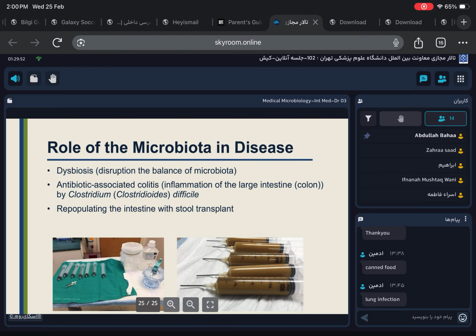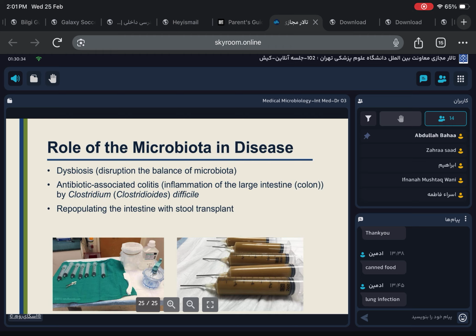But there is a treatment strategy, which is called a stool transplant. The whole idea of using a stool transplant is that if we are saying that dysbiosis is the reason for antibiotic-associated colitis, it means that if we return the balance to the microbiota, it's possible that they fight back against this pathogen and remove it from the body. So for this purpose, you get the stool from a healthy person. It's better to be one of the close relatives of your patient.